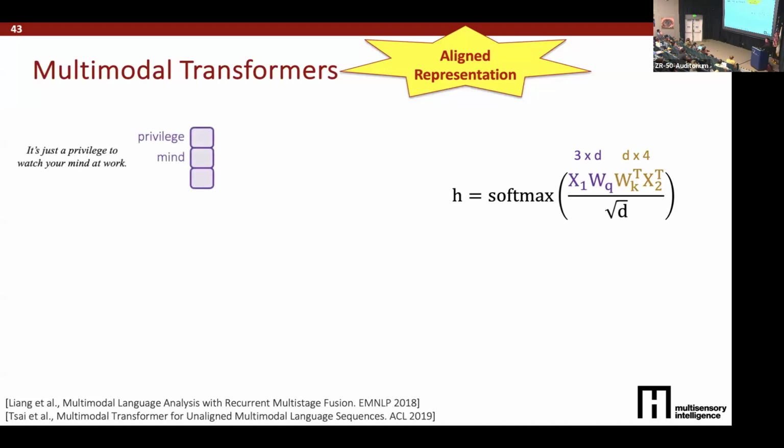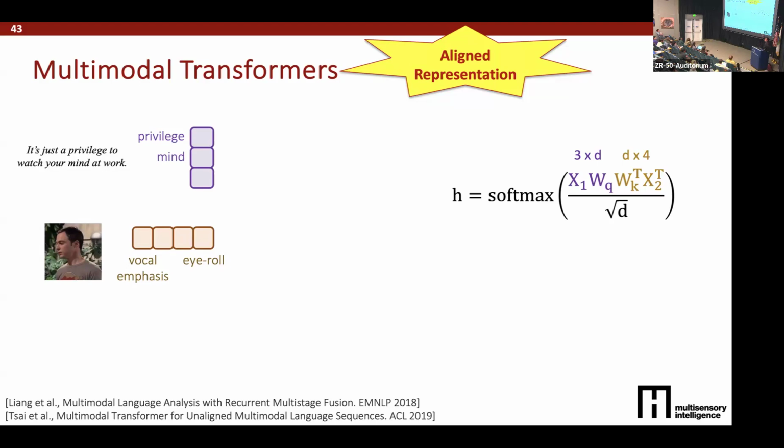We take in some language, so that's some words a person might be saying. So over here, maybe 3 words: privilege to watch your mind at work. You take in some non-verbal expressions, so the person's face and voice. So maybe they might be showing some loud voice at some point. They might be rolling their eyes in vision at some point. And that might be a completely different sequence length.